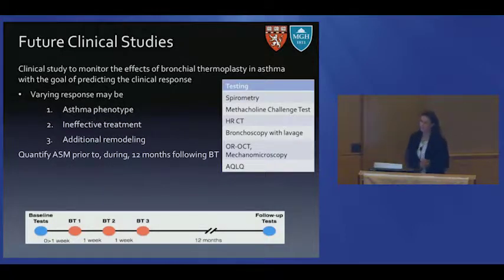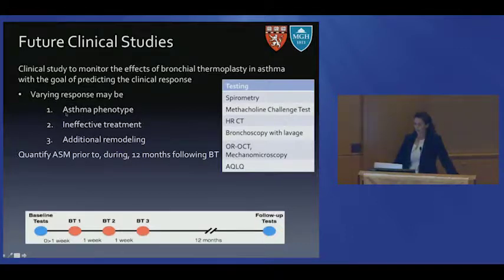Boston Scientific was happy with this, though. The NIH was happy with this, though. So now we're moving forward with a multi-site clinical study that we are in the final stages of getting approval for. We're planning to do this at MGH and at Beth Israel, and we have the MGH approval and most of the Beth Israel approval. It's just getting them to approve each other's and the NIH to approve too. Fun stuff. But basically what we want to do is see if we can monitor the effects of thermoplasty in asthma with the goal of predicting the clinical response.